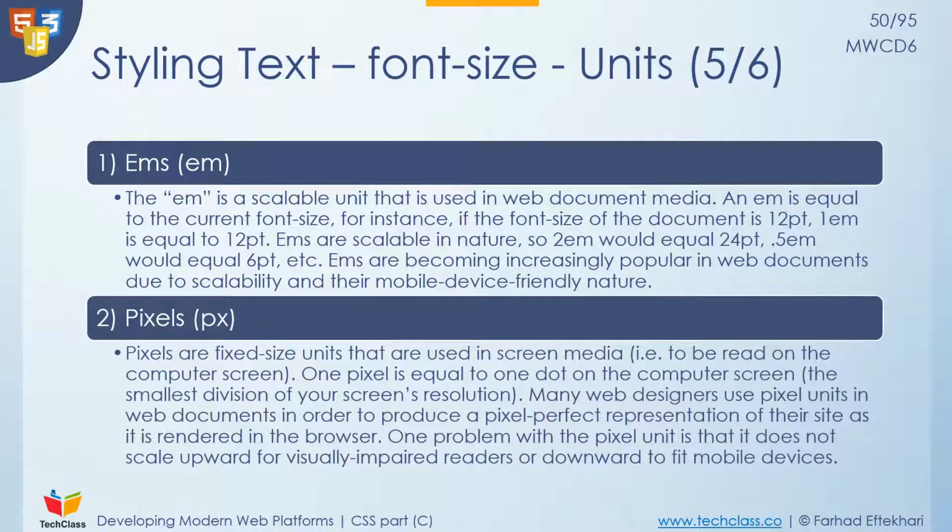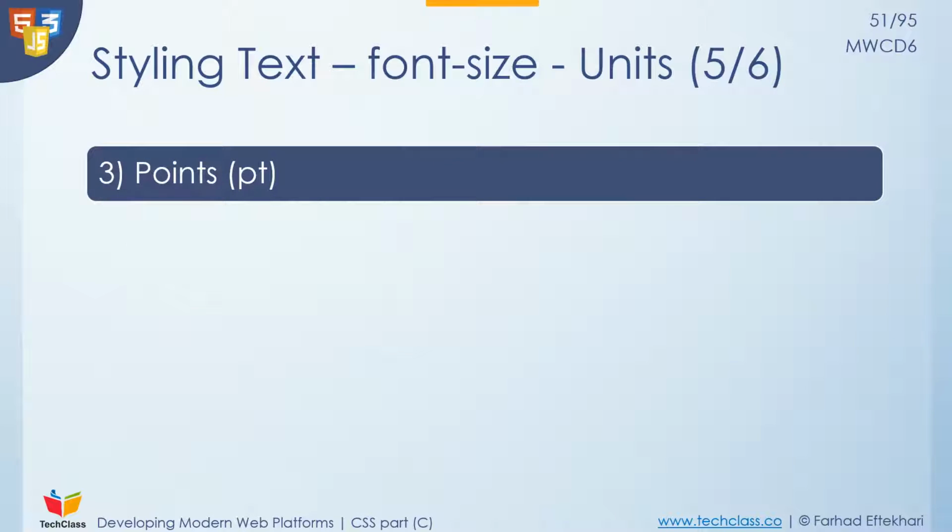And then we have pixel, which is a bit more old-fashioned. Pixels are fixed size units that are used in screen media, for example, to be read on the computer screen. 1 pixel is equal to 1 dot on the computer screen, the smallest division of your screen's resolution. Many web designers use pixel units in web documents in order to produce a pixel perfect representation of their site as it is rendered in the browser. One problem with the pixel unit is that it does not scale upward for visually impaired readers or downward to fit mobile devices. So we have EMs now, and we have pixels, and then we have points.